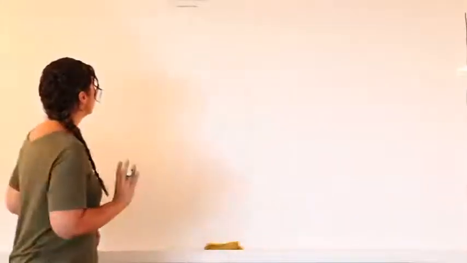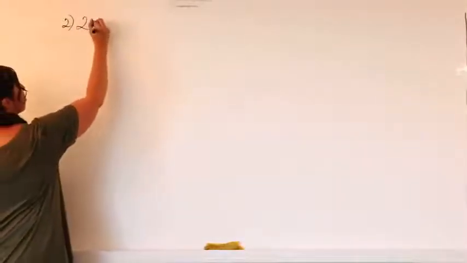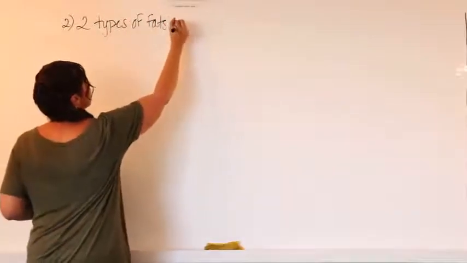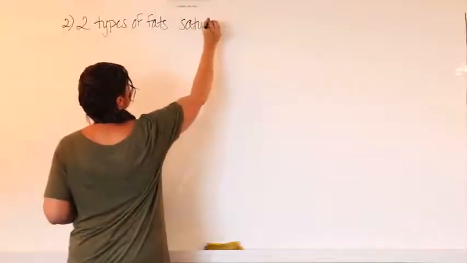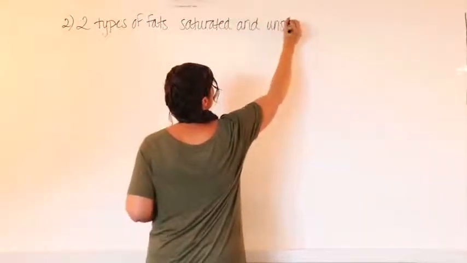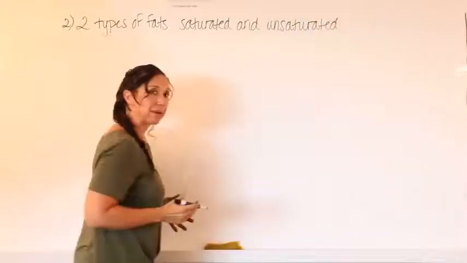Now let's dissect that a little bit further, because when we talk about fats, there are 2 types of fats out there. There's actually 3, but we need to really focus on 2. So number 2 under fats, I'm basically going to write there are 2 types of fats. You have saturated and unsaturated. We're going to talk about what that means.